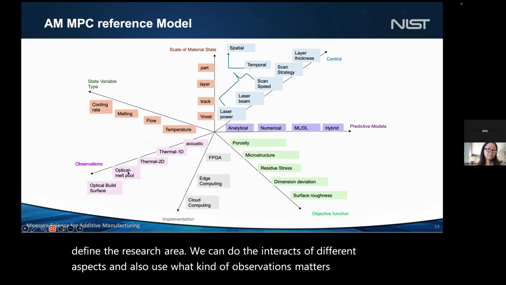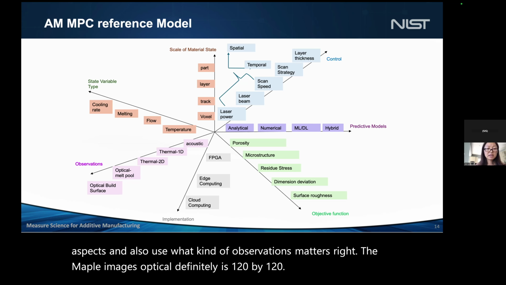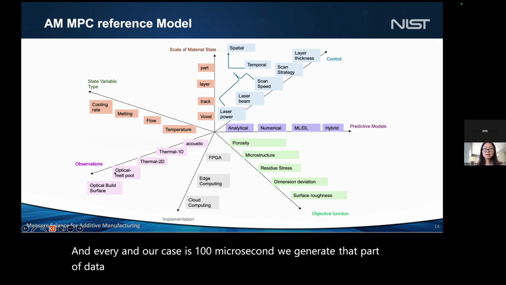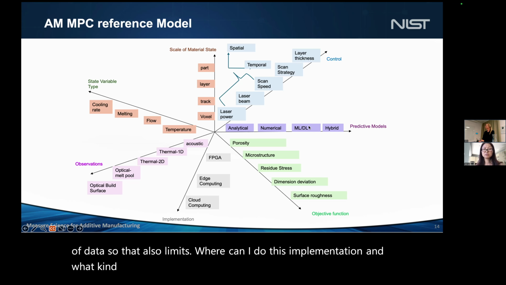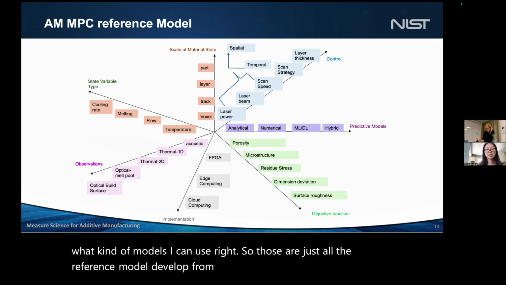The multiple optical images are definitely 120 by 120 dimension, and in our case every 100 microseconds we generate that part of data. That also limits where I can do this implementation and what kind of models I can use, right? So those are just the overall reference model developed from this USMIM.